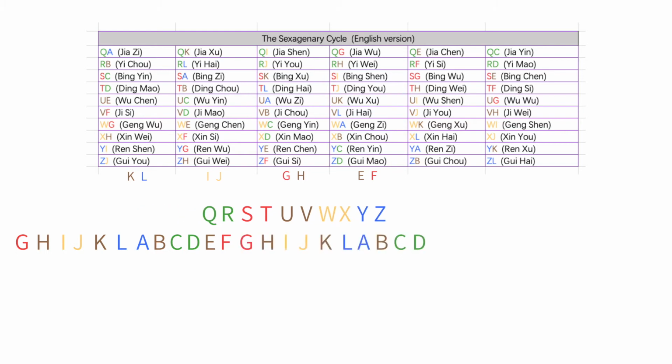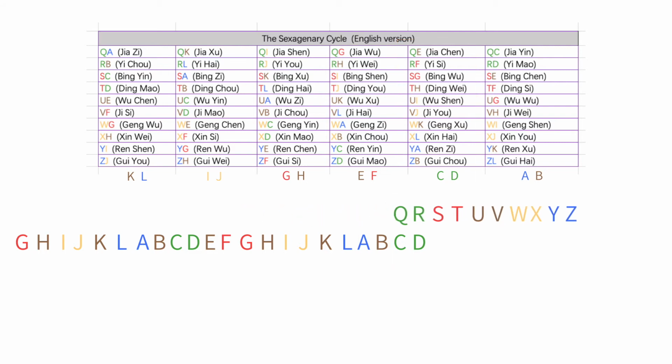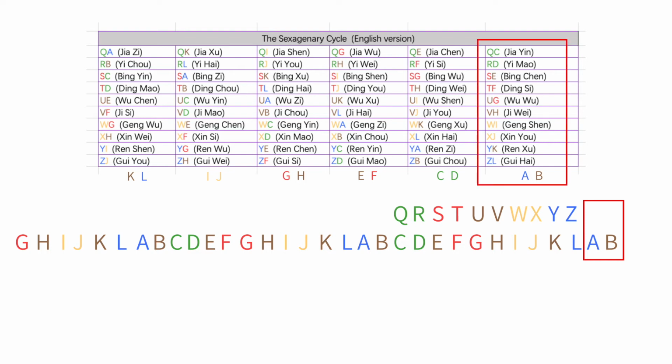Next, we repeat the last operation. This is QE Xun. Because C and D don't match the heavenly stems, C and D are the empty and death in QE Xun. Next, we repeat the last operation. This is QC Xun. Because A and B don't match the heavenly stems, A and B are the empty and death in QC Xun.